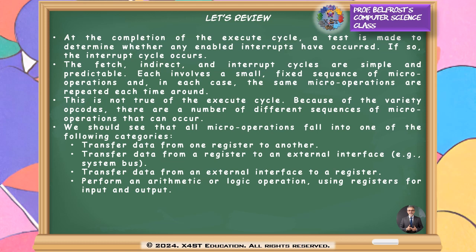So we'll see that all micro operations that we discussed in the last lesson fall into one of the following categories: transfer data from one register to another, transfer data from a register to an external interface, transfer data from an external interface to a register, and perform an ALU operation using registers for input and output.